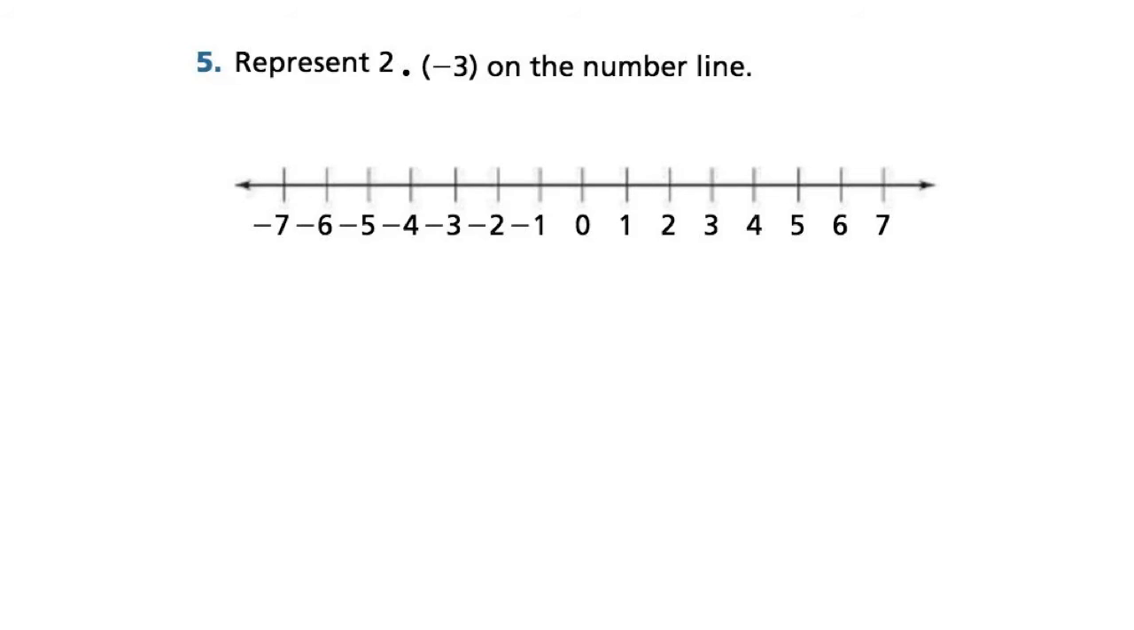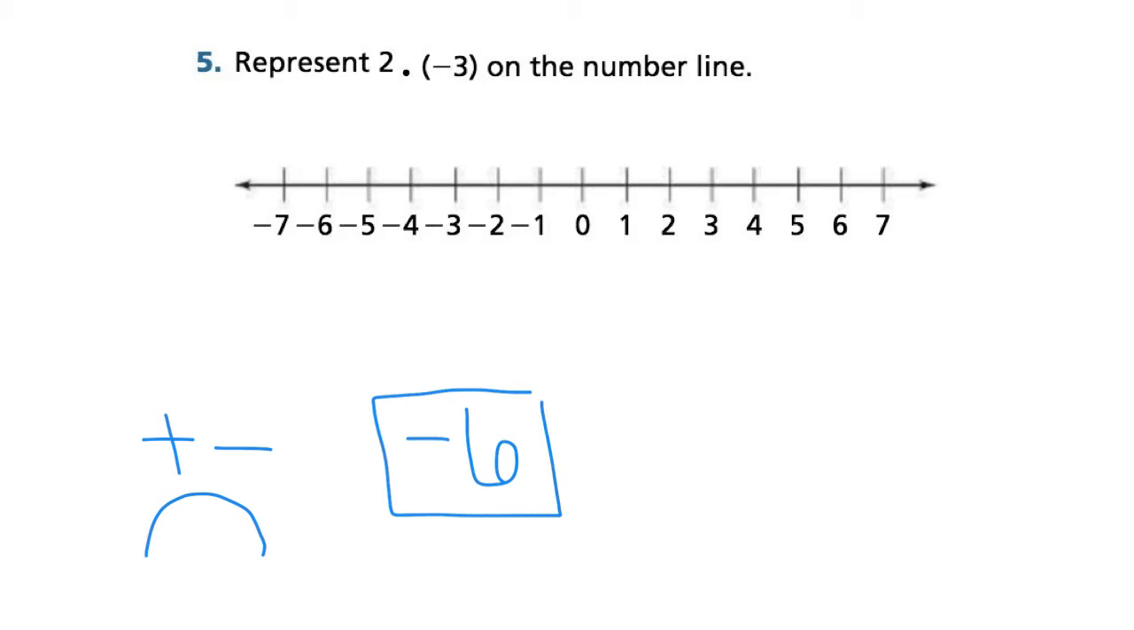Let's look at our book. We want to show 2 times negative 3 on the number line. Well, let's think of our rules. 2 times negative 3. One is positive, the other one is negative. That tells us different signs, negative answer. Now let's multiply our numbers. 2 times 3 is 6. So 2 times negative 3 is equal to negative 6.